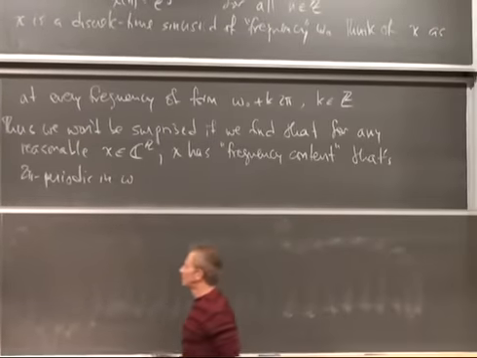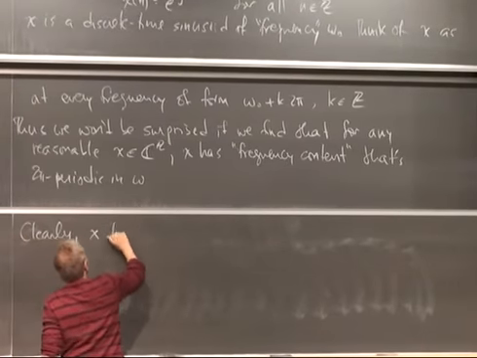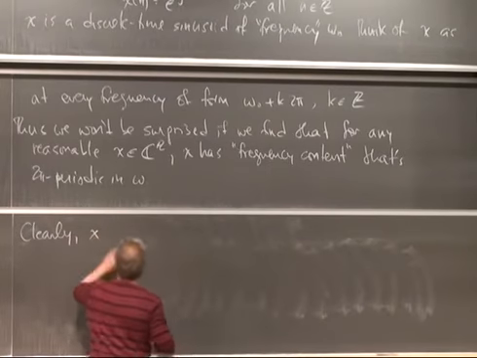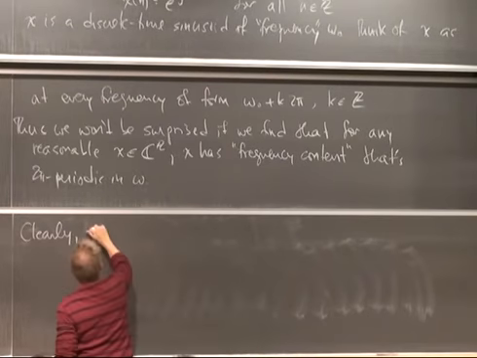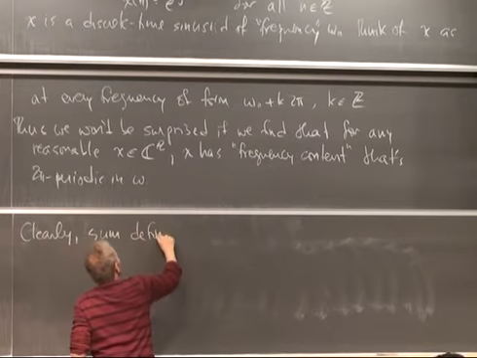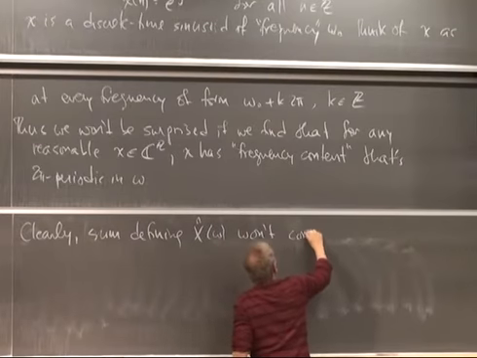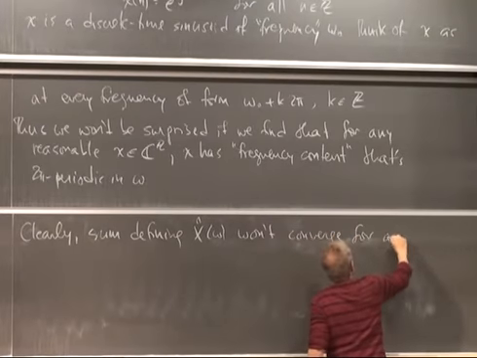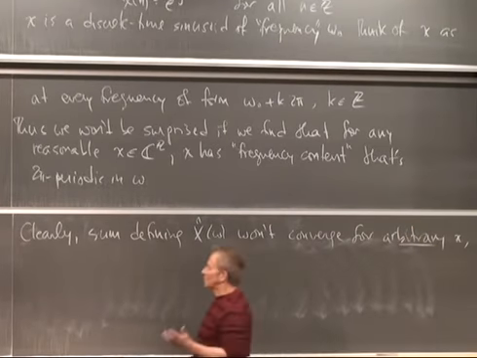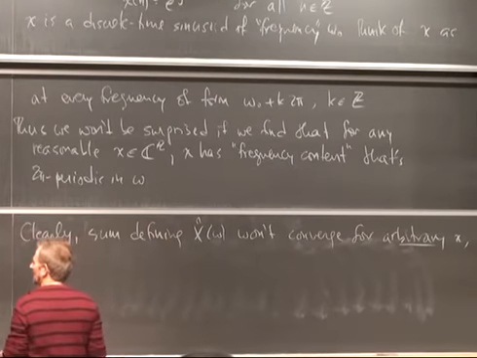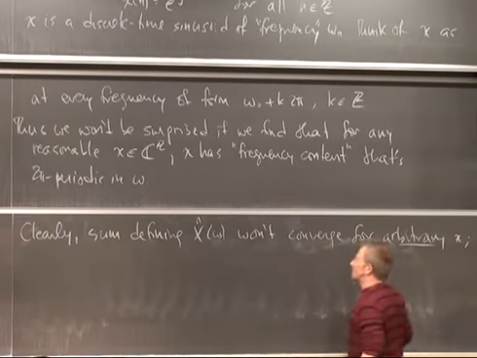So obviously, clearly, x needs to have some properties. Or let's put it this way, the sum defining x hat of omega won't converge for arbitrary x. So we need to have some restrictions on x to make it happen. Okay, so more on that later.